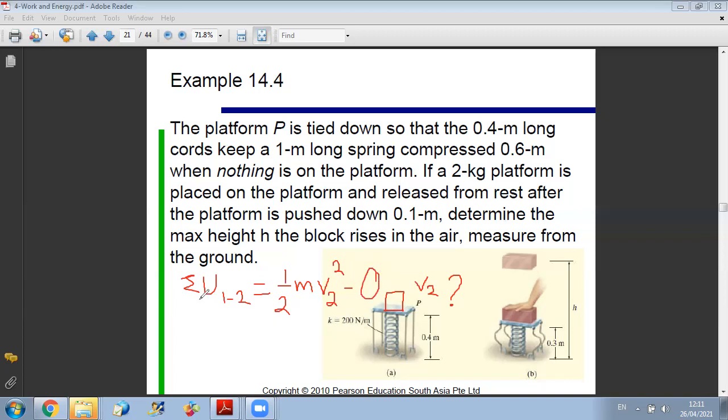Now, concerning from state 1 to 2, what are the work of forces? We have the work of the weight. So this is state 1 just here, and this is state 2. What will happen between state 1 and state 2 is that delta y is just 0.1 meter. So here it is 0.4 minus 0.6. So you will have for the weight, the work will be minus mg times 0.1.